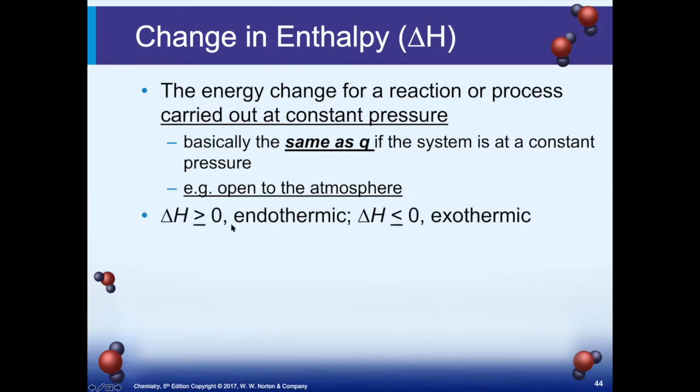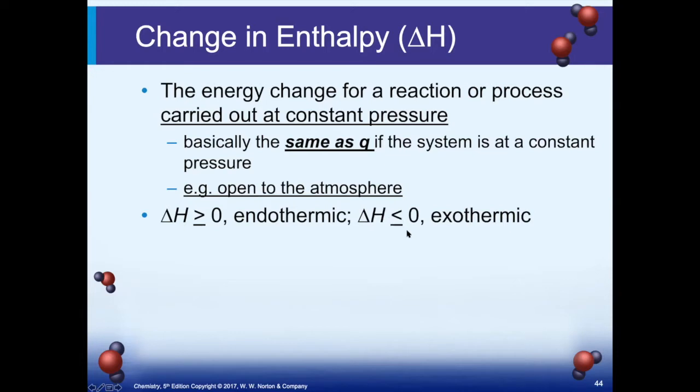Okay. Now, the sign conventions are the same as what they were for Q. So the things that we learned about heat flow, Q, yesterday, we can say about delta H today. If Q was positive, that was endothermic. So I'm also going to say if delta H is positive, greater than 0, it's endothermic. If Q was negative, that's exothermic. So the same thing for delta H. If it's negative, then that is an exothermic process or reaction.